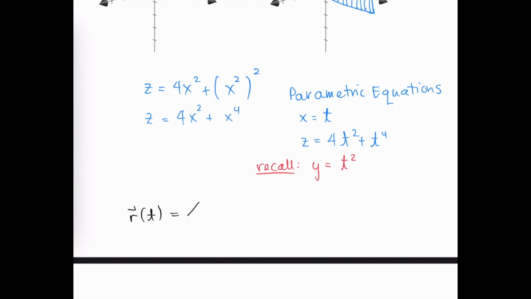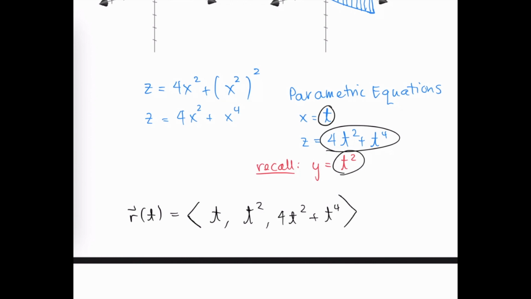I'm going to use pointy bracket notation this time, and these parametric equations literally become the components of the vector function. So the x component is t, the y component is t squared, and the z component is going to be 4t squared plus t to the fourth, and this is the vector function that traces out the curve C that is the intersection between the two surfaces described above. We'll check our answer in GeoGebra now.